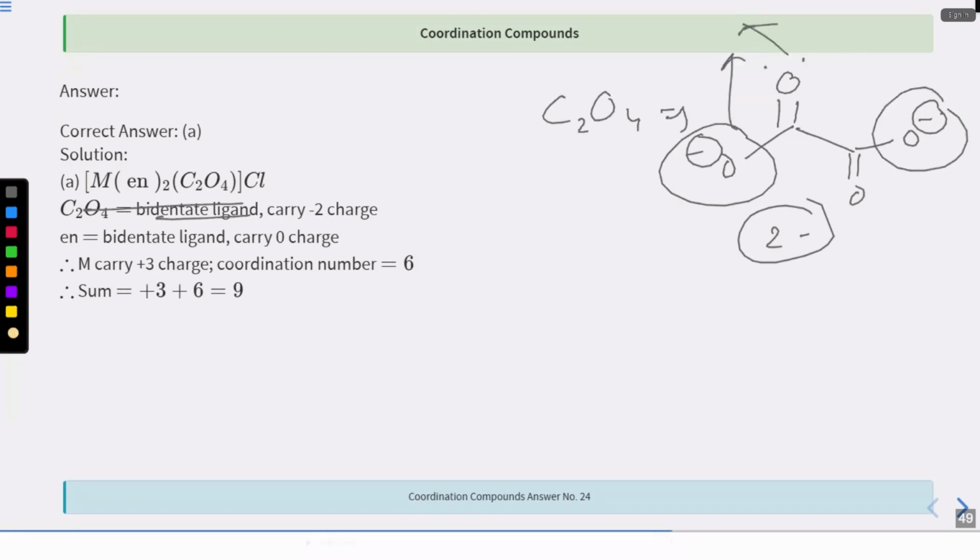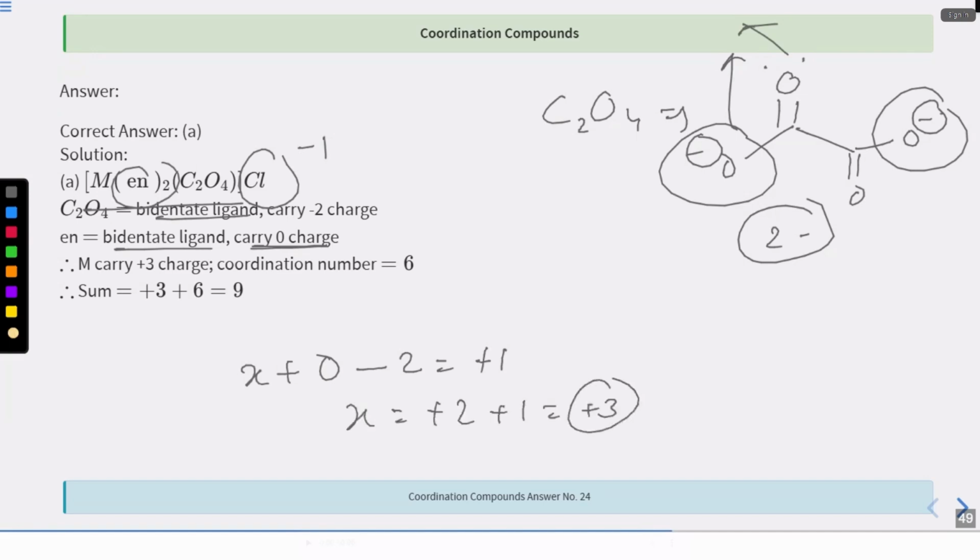En is a neutral, bidentate ligand, of course, carrying zero charge. So we need to calculate the oxidation number from here only. Let it be X. En is 0, C2O4 is -2, and the total is -1 because Cl is -1. So X would be +2 + 1, which is +3. So this is the oxidation number, and the coordination number is 6.